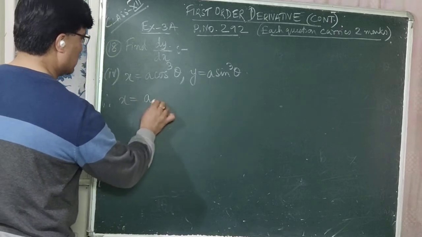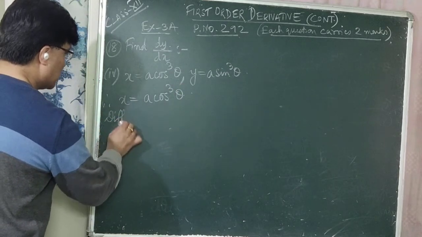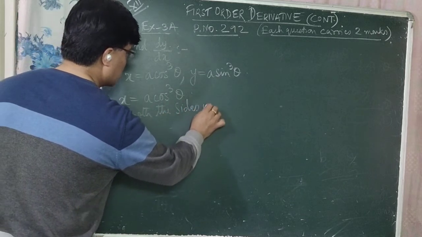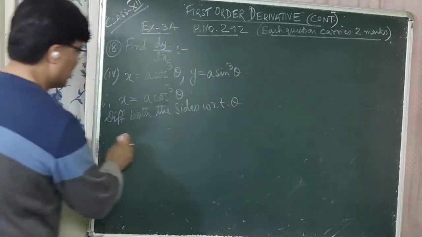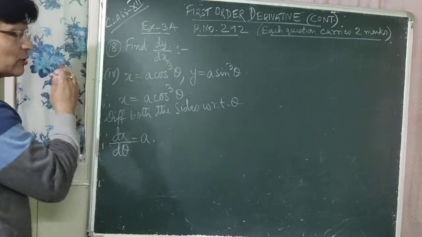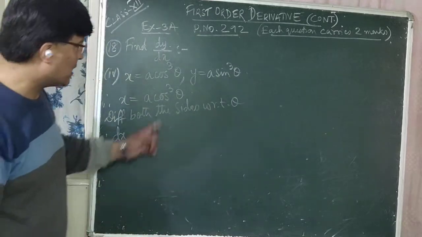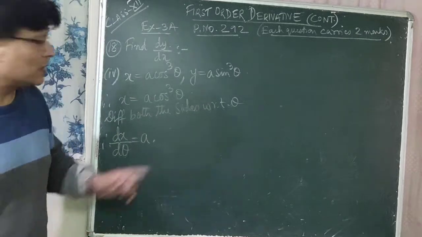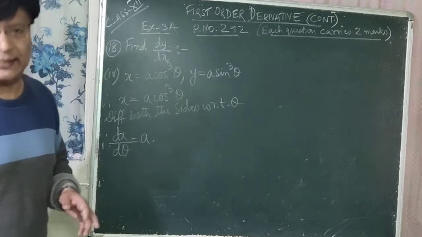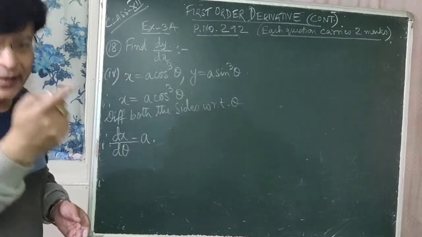So first equation here is x is equal to a cos cube theta. Let us differentiate it. Differentiating both the sides with respect to theta. So therefore dx by d theta is equal to a into, a is constant. So how can you differentiate cos cube theta? So you should take it as cos theta whole cube, right? Here the power is a constant. So you should take it as x to the power n. What is the differentiation of x to the power n? It is n into x to the power n minus 1.